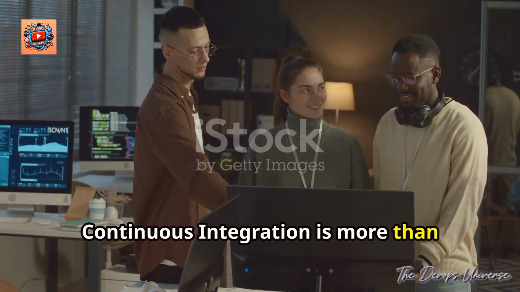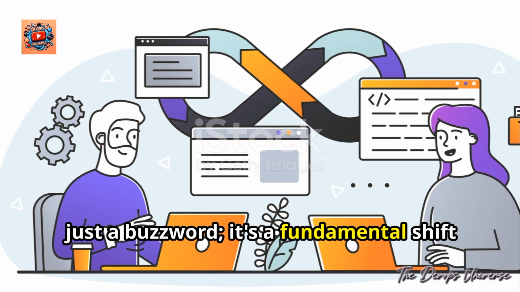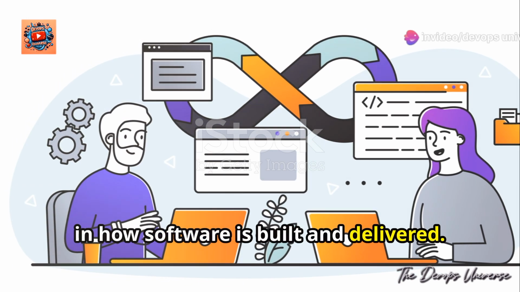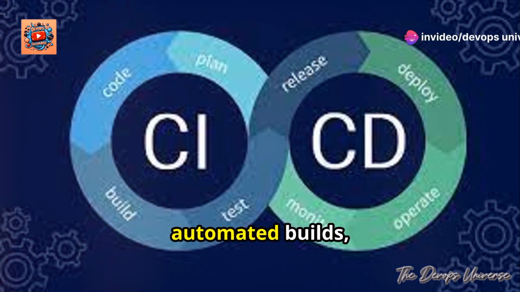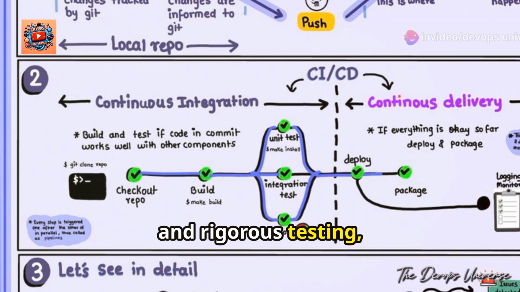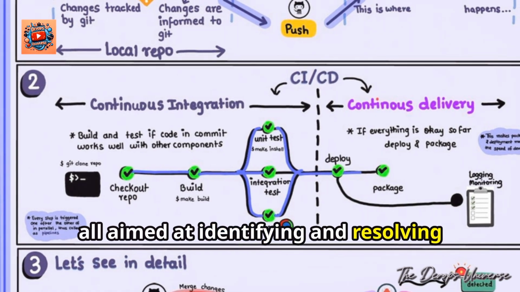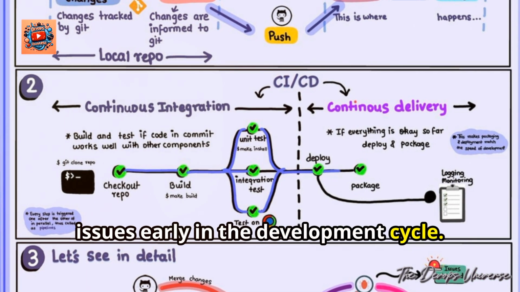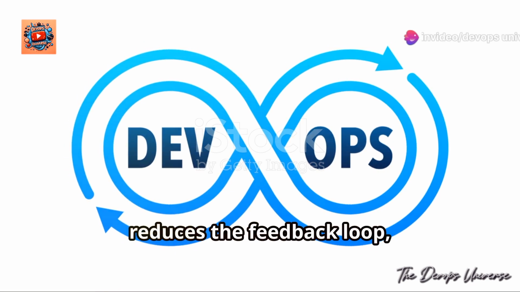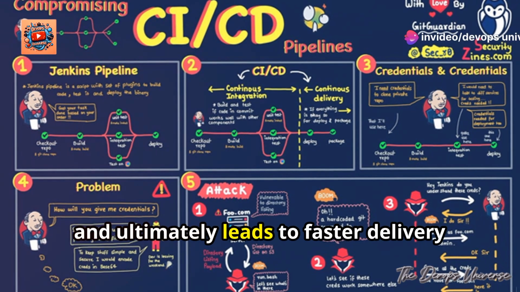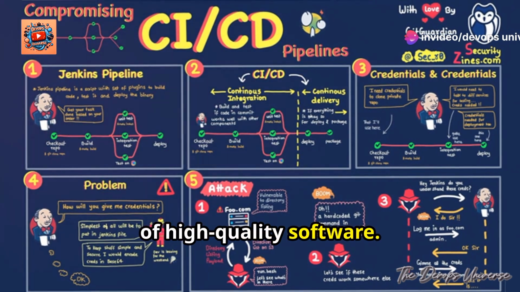Continuous integration is more than just a buzzword. It's a fundamental shift in how software is built and delivered. At its core, CI champions frequent code integrations, automated builds, and rigorous testing, all aimed at identifying and resolving issues early in the development cycle. This iterative approach minimizes integration problems, reduces the feedback loop, and ultimately leads to faster delivery of high-quality software.